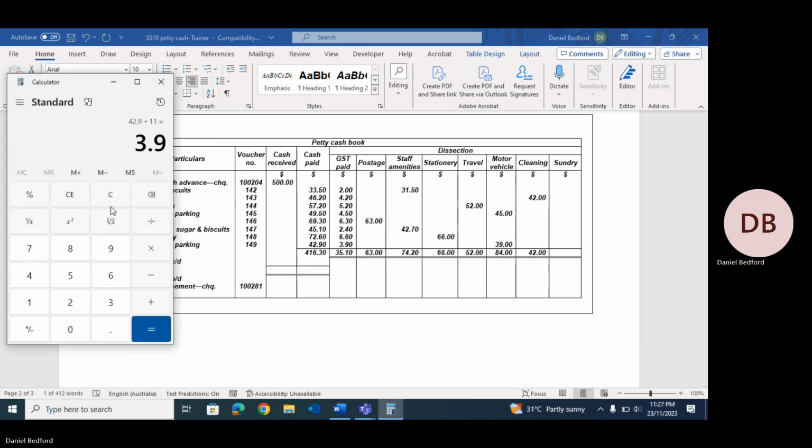And I've got to practice what I preach, so here we go. 63 plus 74.2, 66 plus 52 plus 84 plus... Oh, I think I missed 35.1. Here we go.